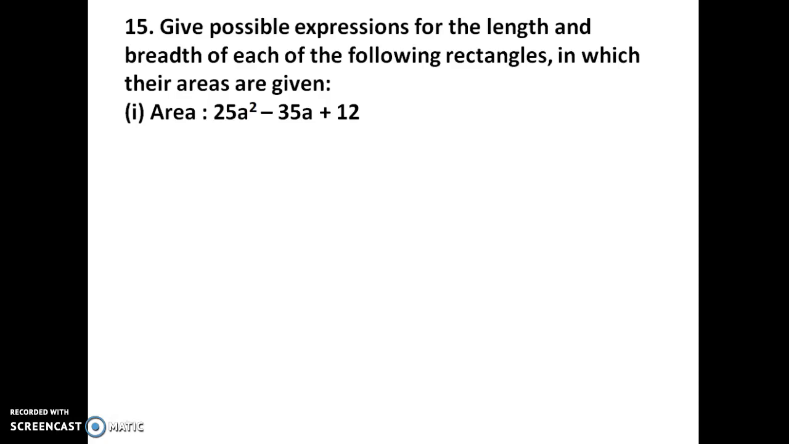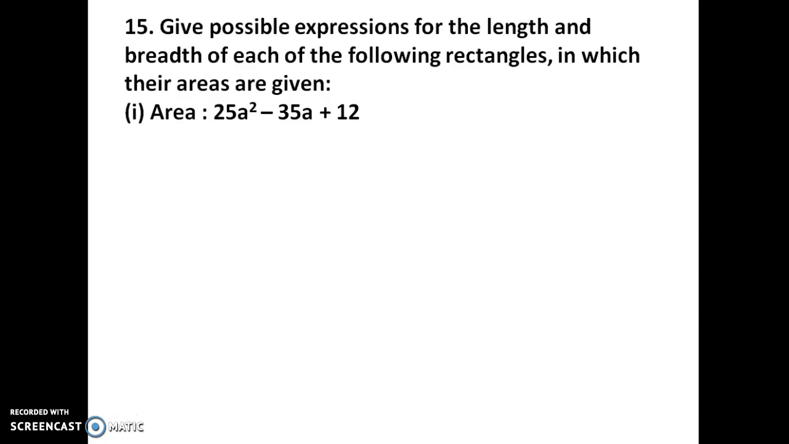So here first subdivision A, area is 25a square minus 35a plus 12. That's the area. We have to find out the expression for length and breadth. Actually, what is the formula for the area of a rectangle? Area of a rectangle is L into B. So from the area, one expression is given. From this we have to find the expression of L into B. So it will be of the form L into B. Some expression will be in multiplication.